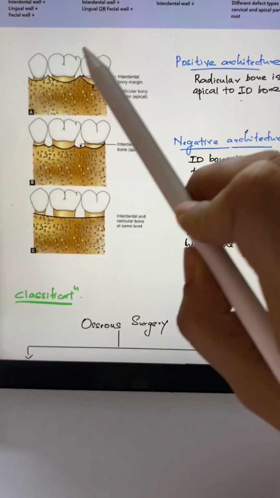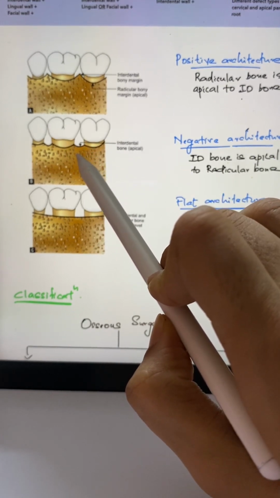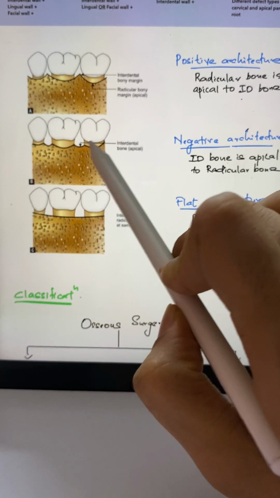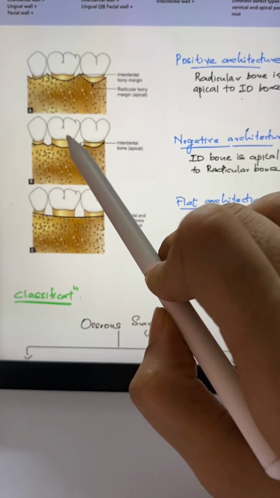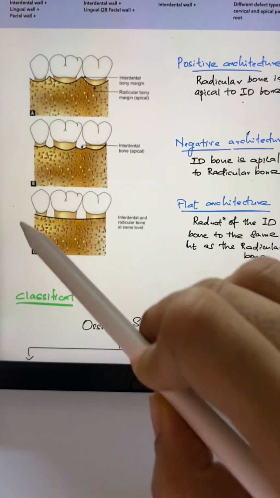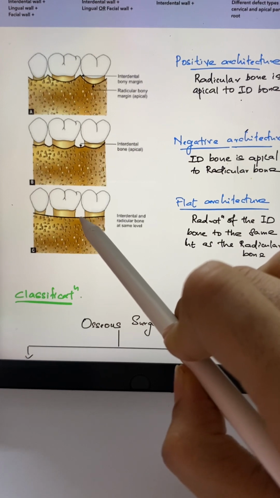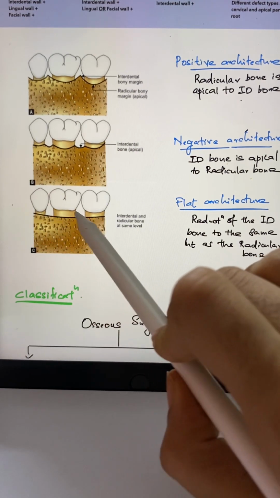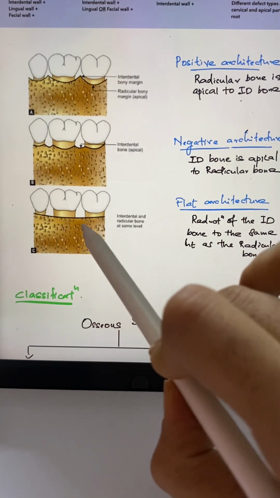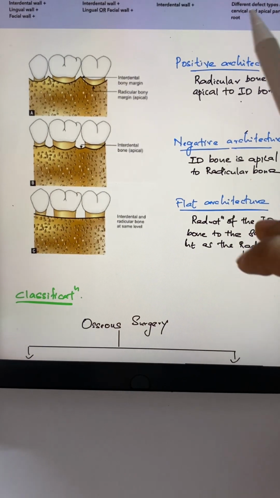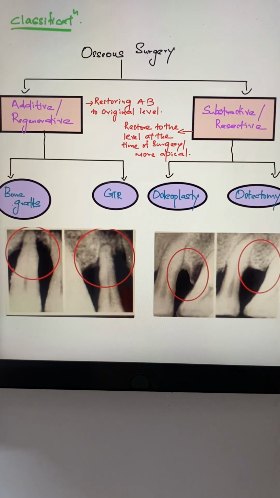Whereas the negative architecture means the interdental bone is apical to the radicular bone. Now the radicular bone is here and the interdental bone is apically placed. So this is the negative architecture. And flat architecture means the reduction of the interdental bone to the same height as the radicular bone. So now you can see the bone structure would be like this. These are the terms you need to understand before going into the details of the osseous surgery.